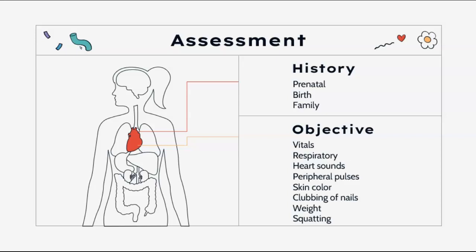Also, monitor to see if the child is in a squatting position. Again, children will squat when they are short of breath because it's thought to help increase peripheral vascular resistance, which in turn pushes more blood flow to the lungs. The exact mechanism of how this works is still unclear, but squatting position is common in Tetralogy of Fallot patients.